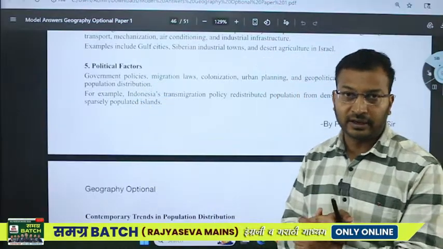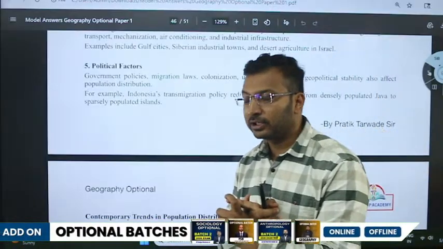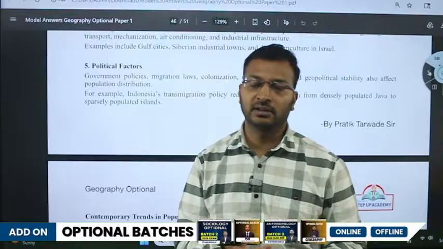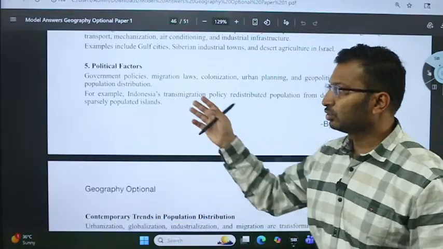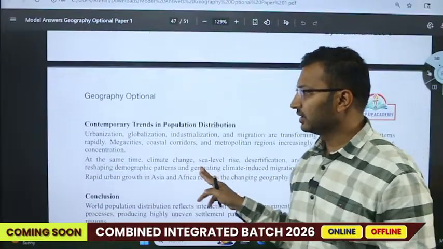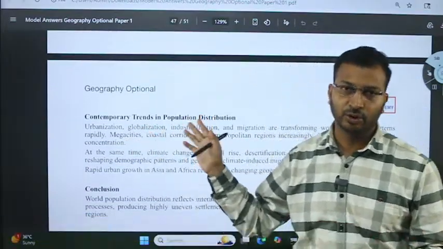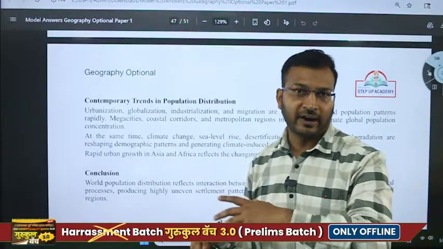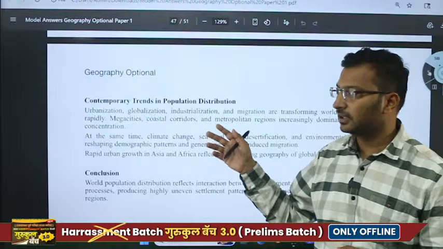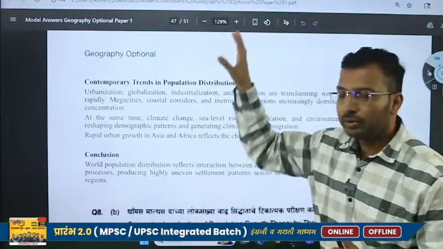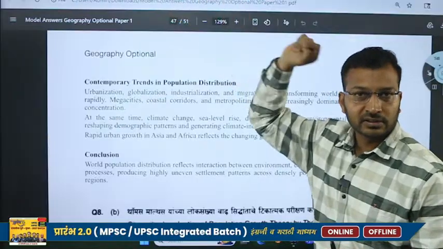Not just such factors, but also political ones. For example, the wars taking place in the Middle East are also responsible for the distribution of population. So there are contemporary trends in population distribution: urbanization, globalization, and the recent wars. They are acting as dynamic factors for shifting or changing the concentration of population across the surface of the earth. So mention the factors in the introduction.